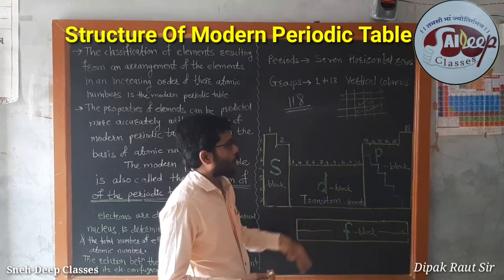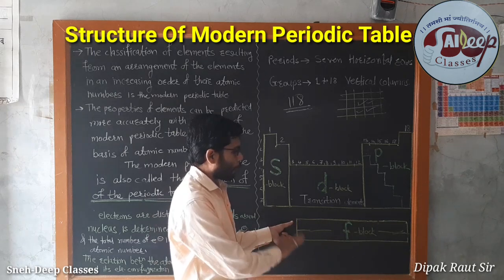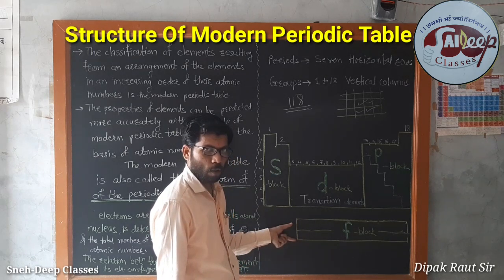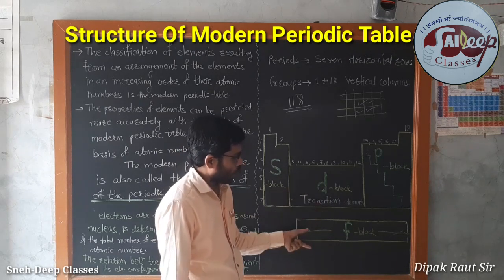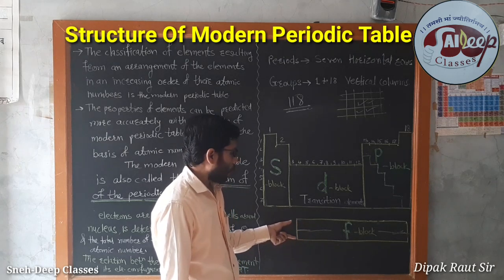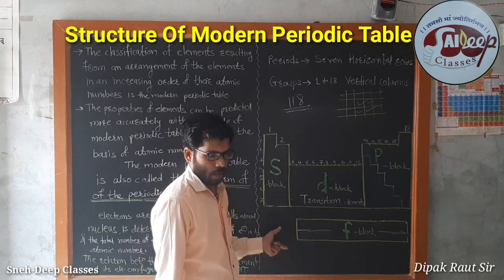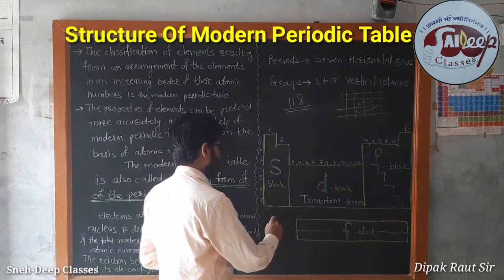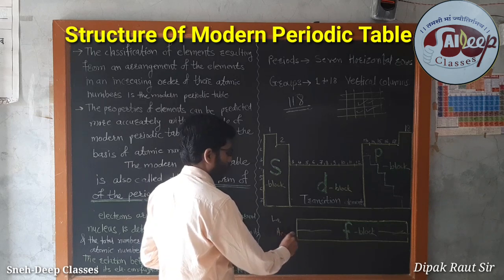But in the modern periodic table, two periods are separate from the table. See these two lines on the blackboard. These two periods separate from the table are called the lanthanide series and the actinide series. First is the lanthanide series, and second is the actinide series.